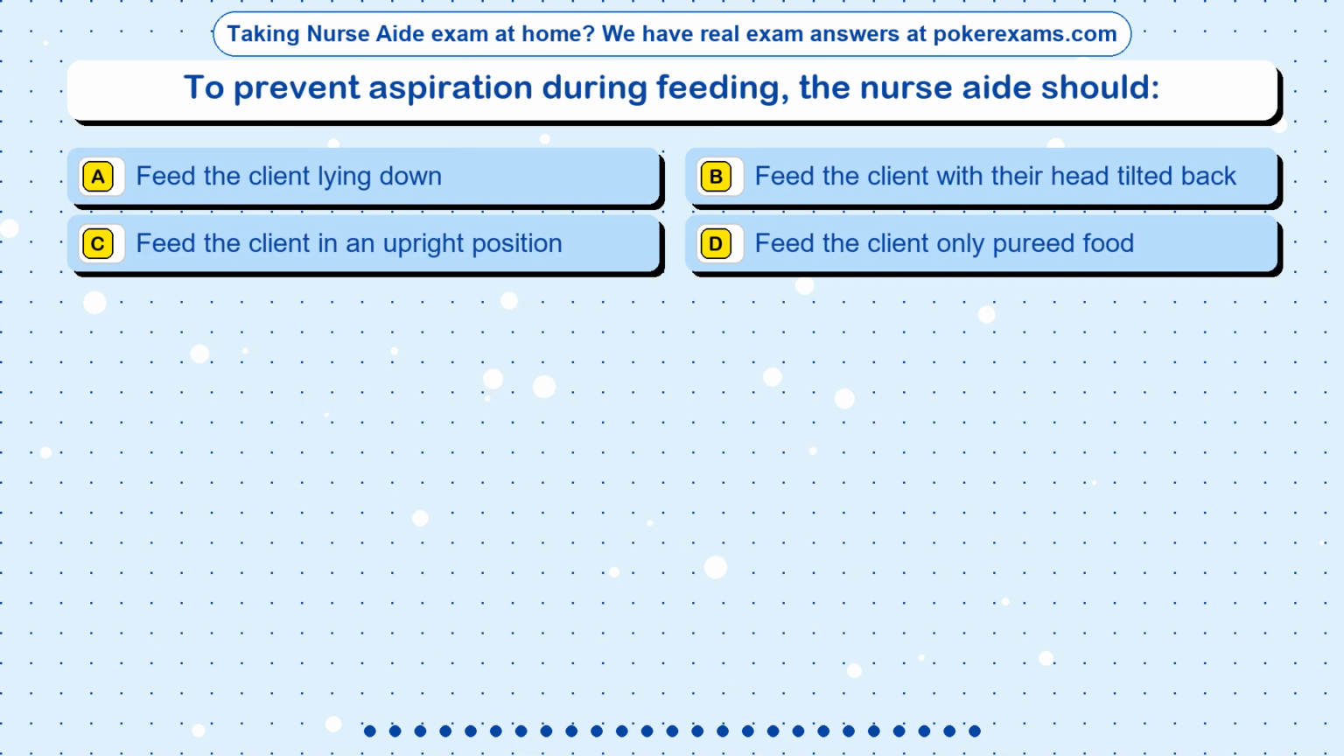Question 12. To prevent aspiration during feeding, the nurse aide should: Option A, feed the client lying down. Option B, feed the client with their head tilted back. Option C, feed the client in an upright position. Option D, feed the client only pureed food.